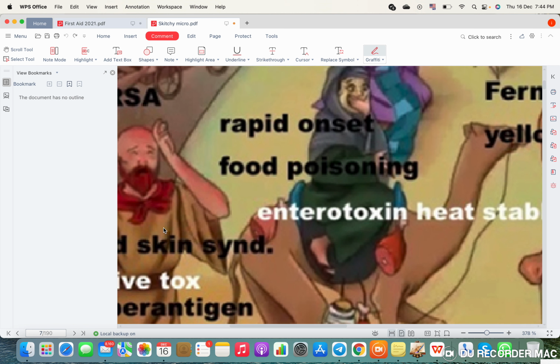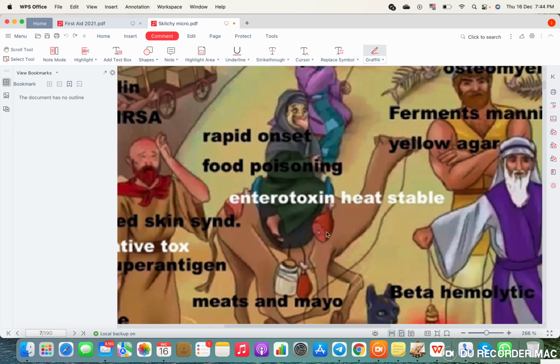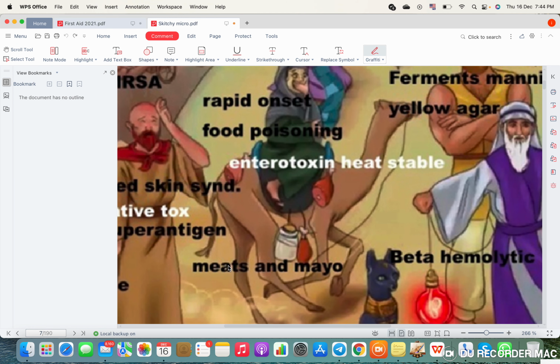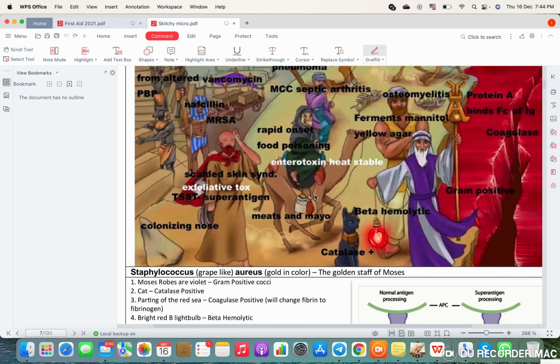Notice here, it's heat stable, which means it cannot be destroyed by cooking the food for a really short period of time. You need to cook it in a really hot way for a long period of time. So even if you cook it, you will still have the toxin in there. It's meat and mayo, so mayonnaise and meat. And please add custard. Custard as well can lead to it. Okay?